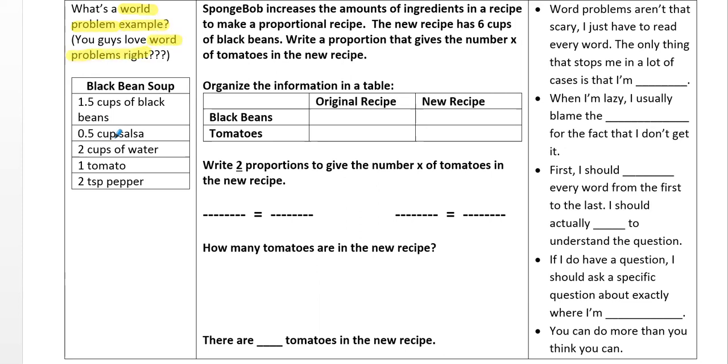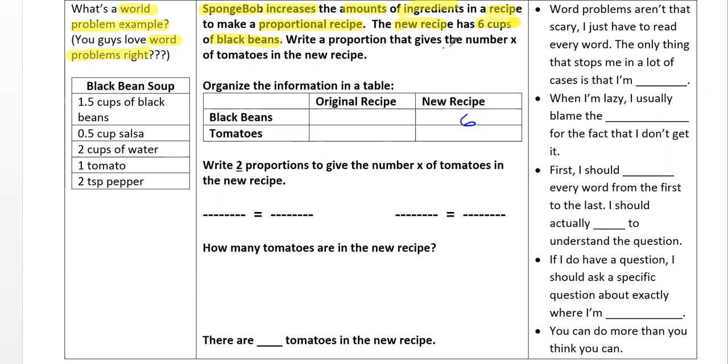Okay, it looks like we're going to be making some black bean soup. SpongeBob increases the amounts of ingredients in a recipe to make a proportional recipe. The new recipe has 6 cups of black beans. Look at this table that's already been made for you. Looks like black beans are going to be part of this. So the new recipe has 6 cups of black beans.